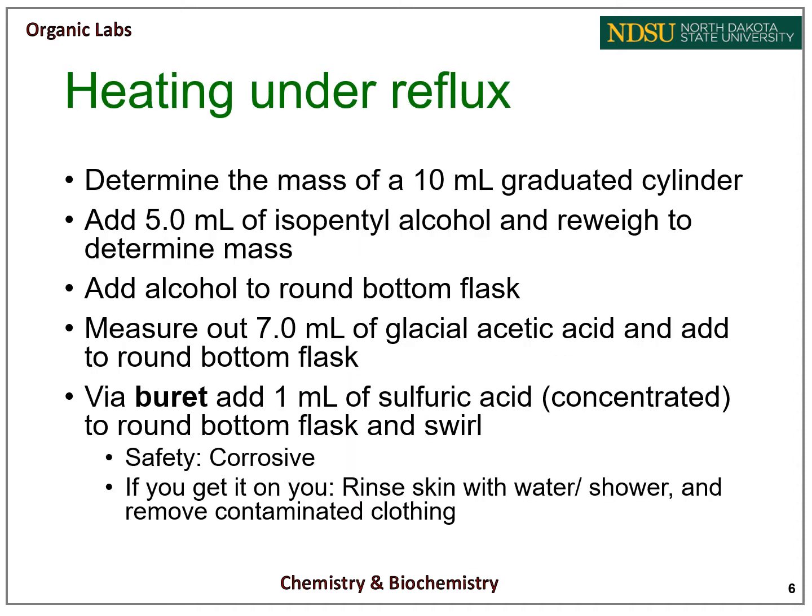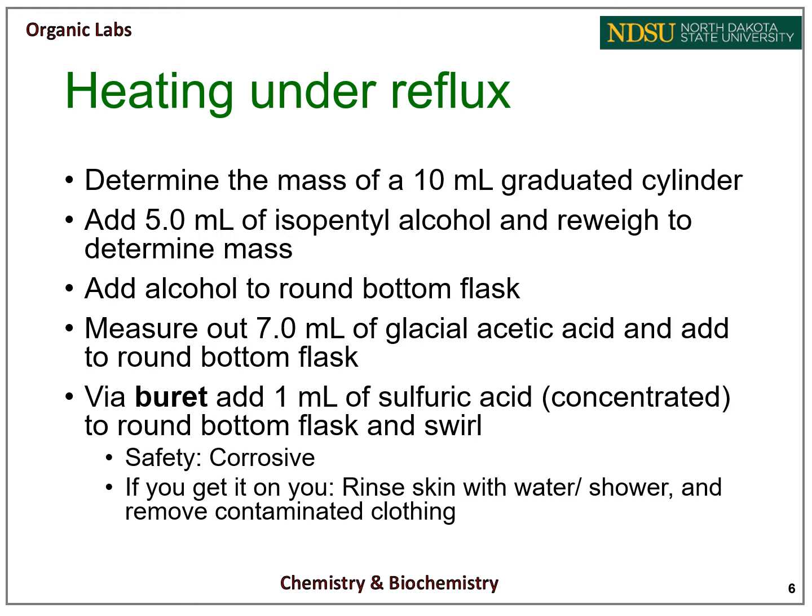After you set up the reflux apparatus, you will need to heat the reaction under reflux. First, determine the mass of a 10 milliliter graduated cylinder. Then add 5 milliliters of isopentyl alcohol and reweigh to determine the mass. Next, add the alcohol to the round bottom flask. Then measure out 7 milliliters of glacial acetic acid and add that to the round bottom. Glacial acetic acid is in excess here, following Le Chatelier's principle.